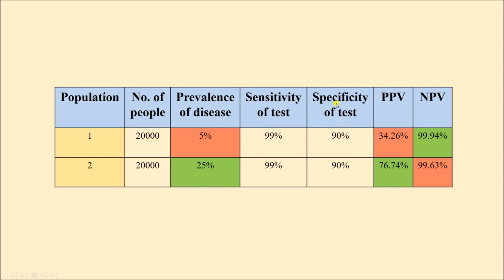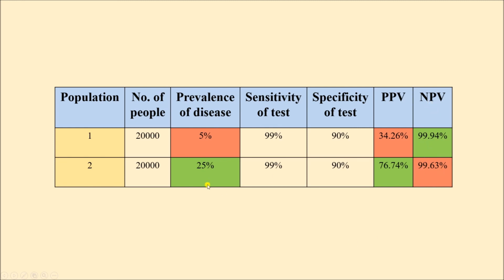If we had specificity at around 97 or 98%, then the difference in negative predictive values in the two populations would be more clear. Anyway, even though the difference is very small, still you can find the difference, and you can see when the prevalence is low, that is only 5%, the negative predictive value is higher. Whereas when it is increased to 25%, the negative predictive value is low.